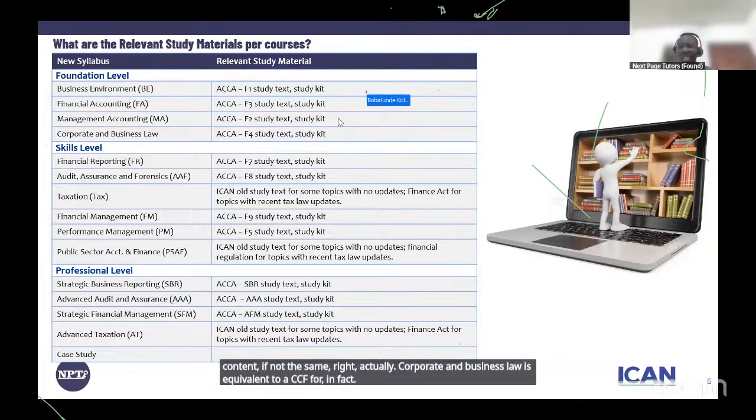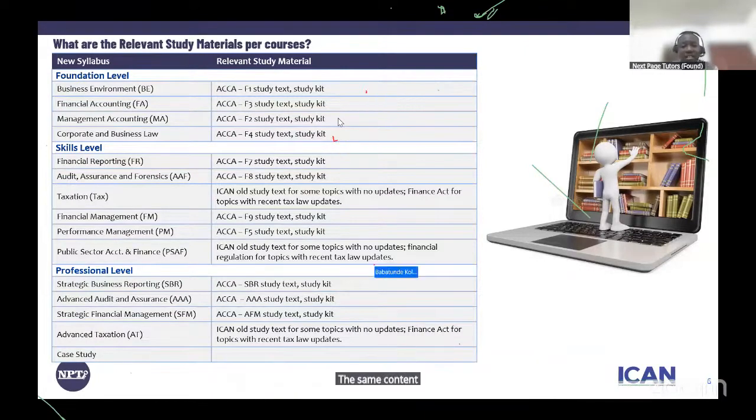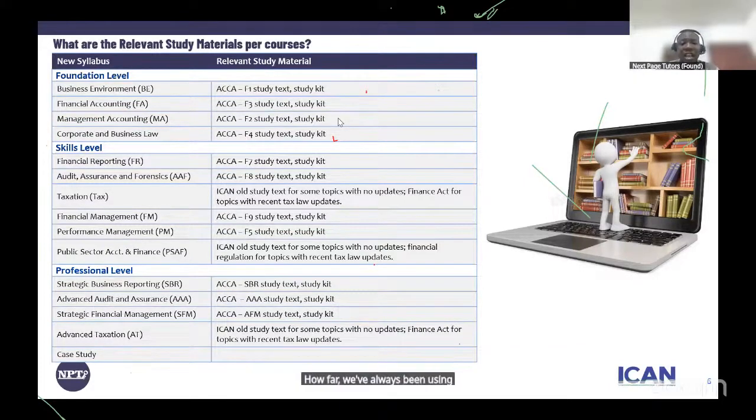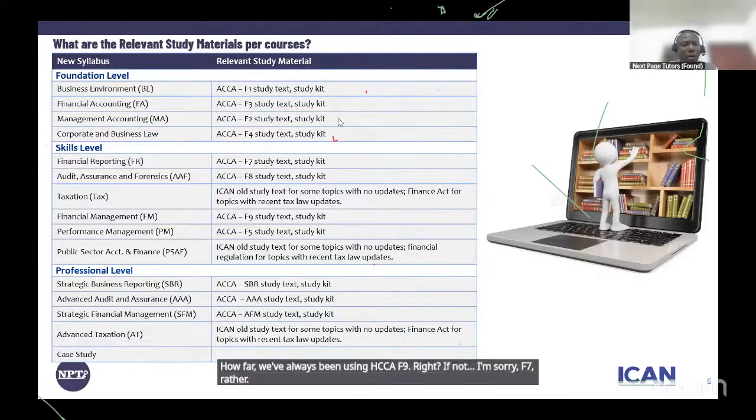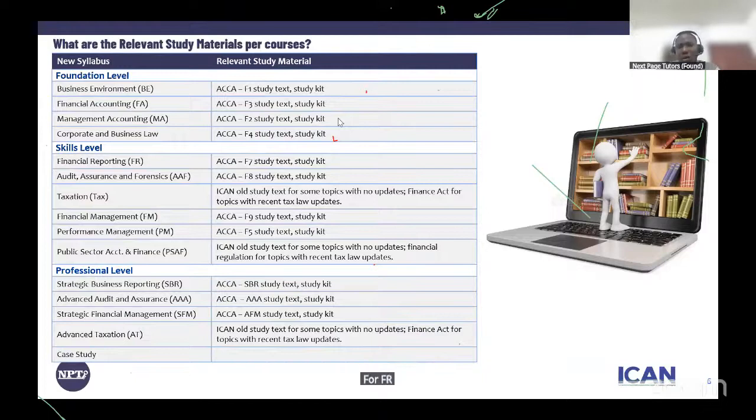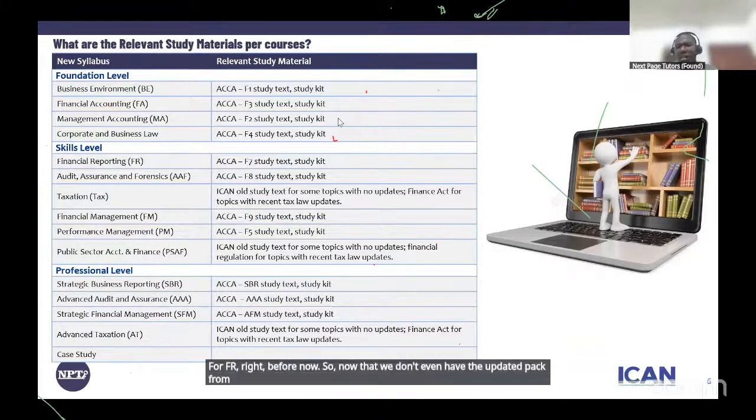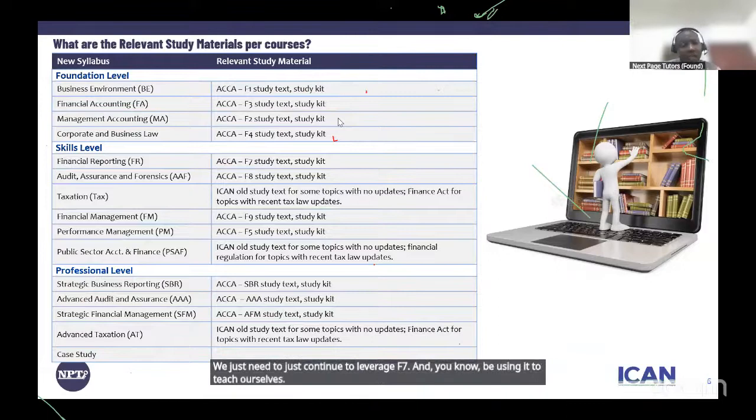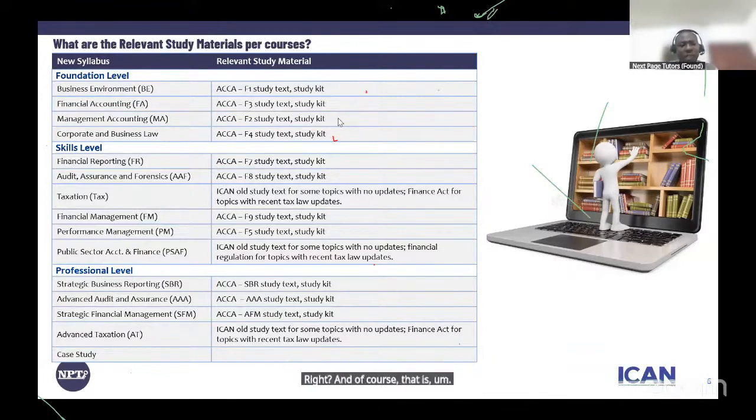In fact, it is practically the same content, majorly the same content. At skills level, of course, we have a lot of similar content here. For FR, we've always been using ACCA F7 before now. So now that we don't even have the updated pack from ICAN, we just need to continue to leverage F7 and use it to teach ourselves. And of course, that is quite updated.